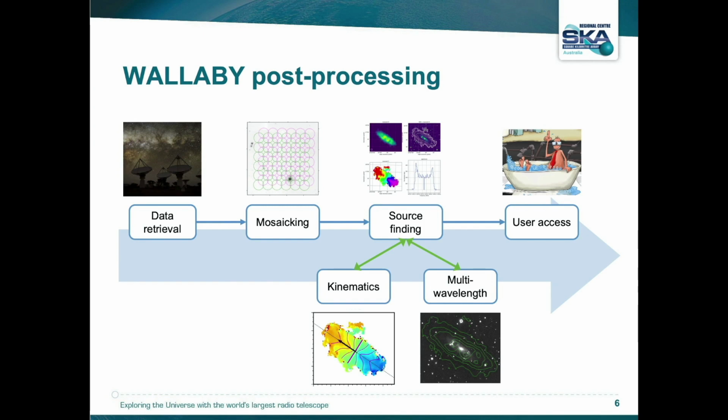And then at this point, the data is either shared to the users, or we have collaborating institutions that will use this source data to generate advanced data products: kinematic properties by the Canadian Institute, CIRADA, and multi-wavelength properties by the Spanish SKA Regional Center. And as the AusSRC, we focus on the stuff above the arrow, so data retrieval, mosaicing, source finding, and then user access.